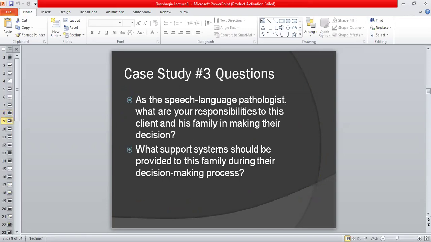Finally, there are some questions. As a speech language pathologist, what are your responsibilities to the client and his family in making the decision? We need to counsel them. We need to tell them about why we need to move to NG tube. This is also called nasogastric tube. Now, nasogastric tube is a tube which will be replaced, which will be taken out as you progress, as you improve. We need to counsel.